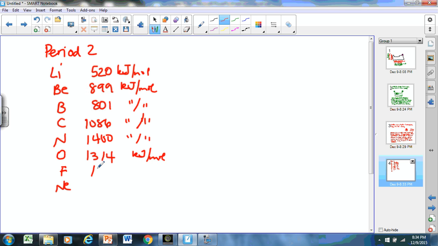This is 1680 kilojoules per mole, and this is 2080 kilojoules per mole. And you just look these up. I'm going to switch pen colors. Here's the deal. So this is the smallest, this is the largest, but look what happens. Bigger, smaller, bigger, bigger, smaller, bigger, bigger.